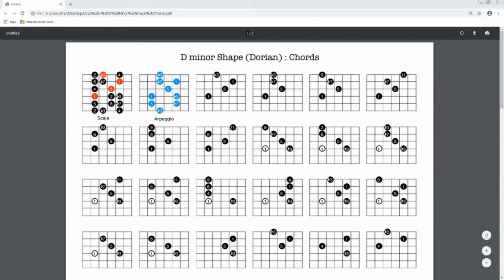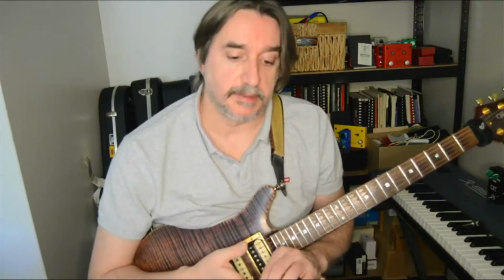As you can see, in the first two boxes, I inserted the scale and the arpeggio, so that for the following chords you have a reference. You see where the logic behind how these chords are framed comes from. There is some observation that needs to be done though.